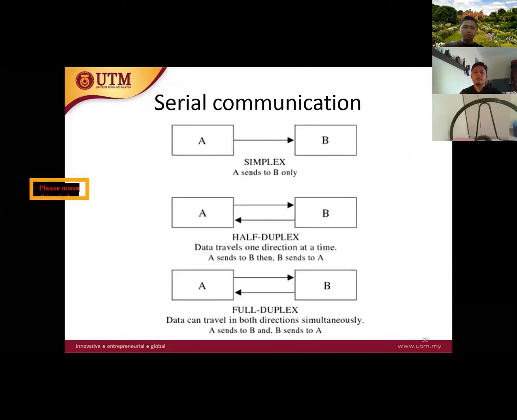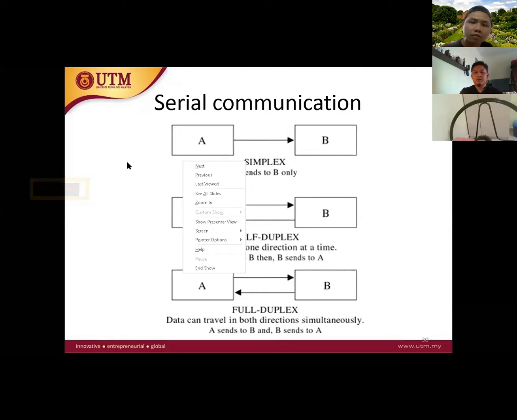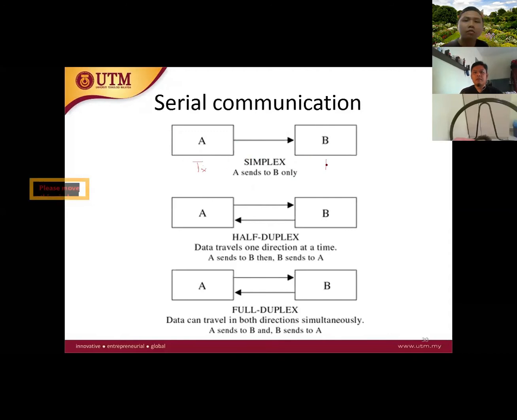Okay, this is a simple representation of serial communication. So simplex: A and B, A just sends to B. It means that this is a permanent role for simplex. So this becomes the transmitter, and this becomes the receiver. Or this becomes the talker, this becomes the listener.